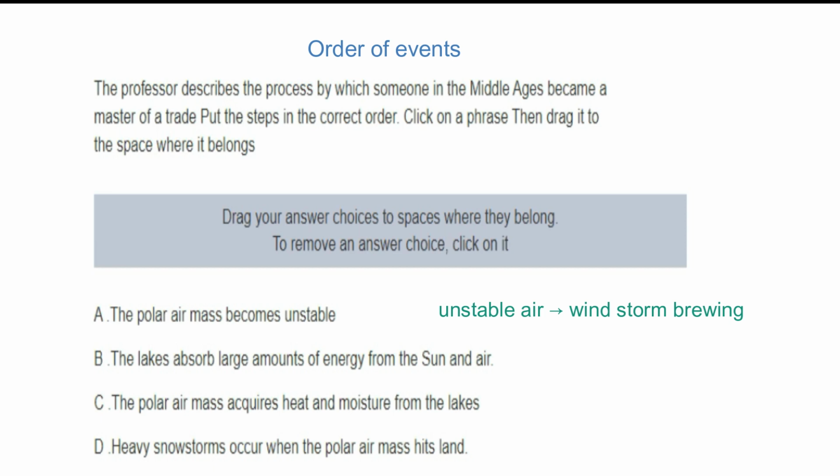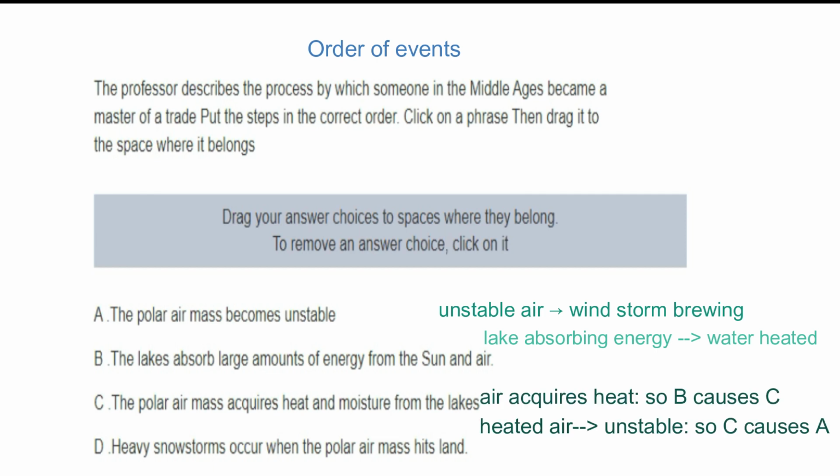B talks about the lakes absorbing energy. The lakes absorbing energy means water is heated. C says that the air acquires heat and moisture from the lakes. For C to be possible, the lakes have to be heated. So we can infer that B causes C. That is, B comes before C. Also from C, we know that when the air is heated, it will become unstable. So we can infer that C causes A.